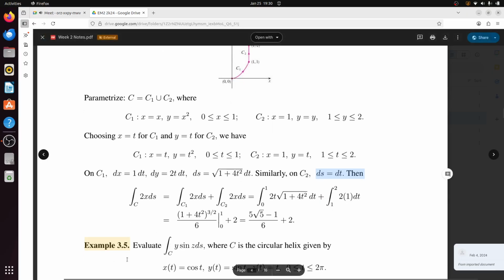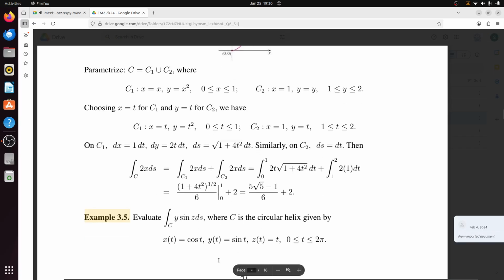Next, you need to evaluate the integral over C of y sin z ds, where C is the circular helix given by x(t) equal to cos t, y(t) equal to sin t, and z(t) is equal to t, and t varies from 0 to 2 pi. Now solve this problem.